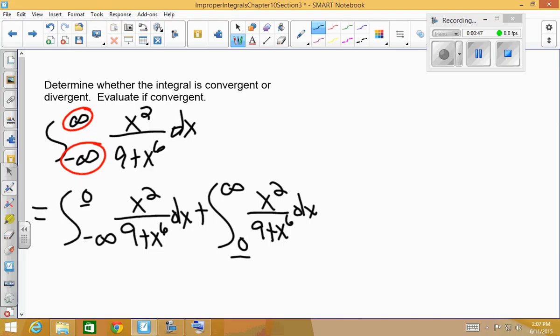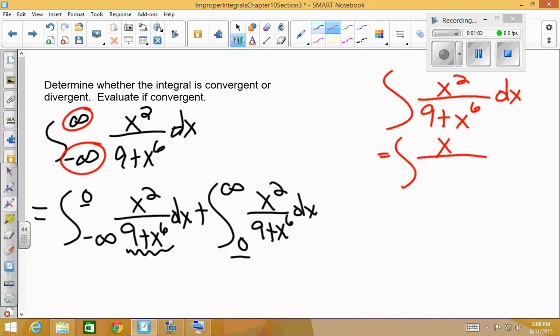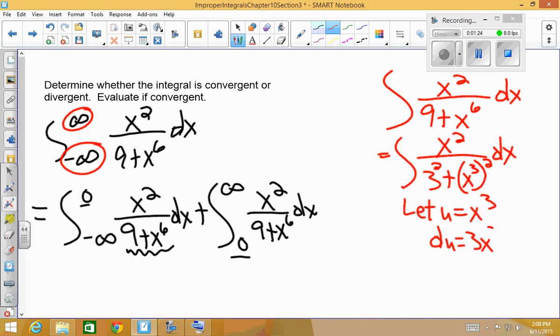What we now need to do is find an antiderivative of x squared divided by 9 plus x to the 6th. So let's do that. We rewrite this as x squared divided by 3 squared plus x cubed squared, since x to the 6th is the same as x cubed squared. Then we can do a substitution. Let u be equal to x cubed. Then du is 3x squared dx.